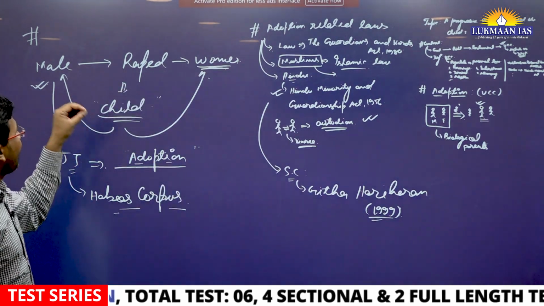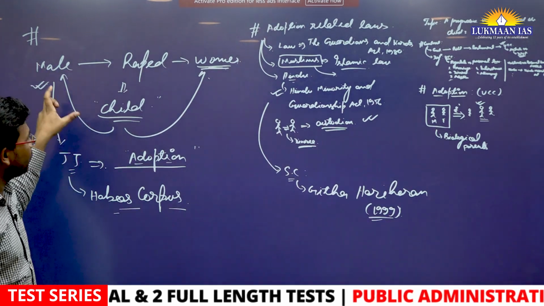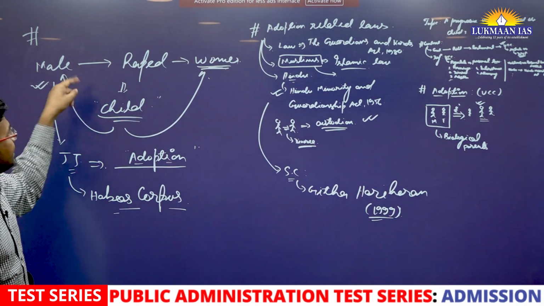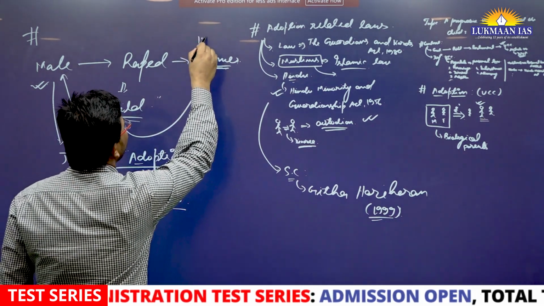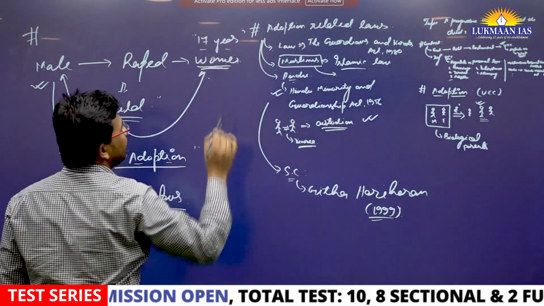So they say a person who is a rapist should never be given the custody of the child. Here in this article, they say that this particular woman was only 17 years old.